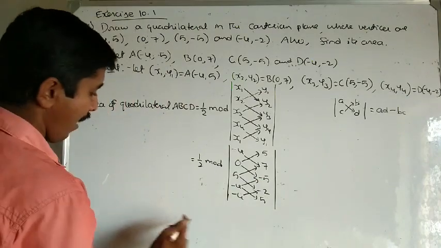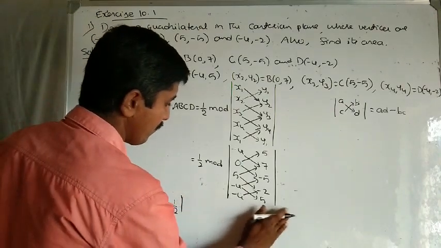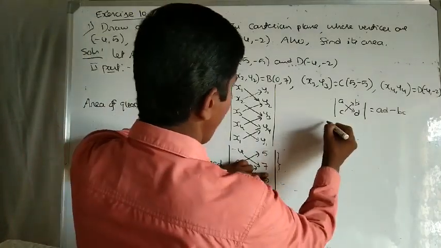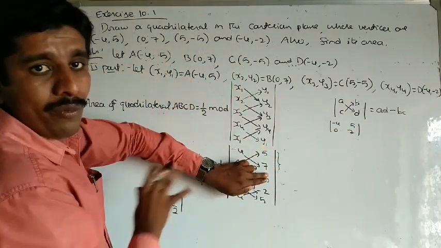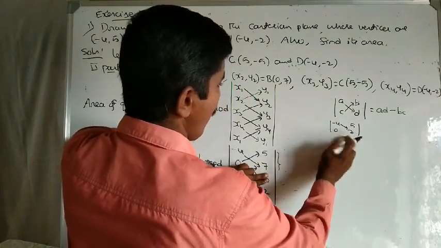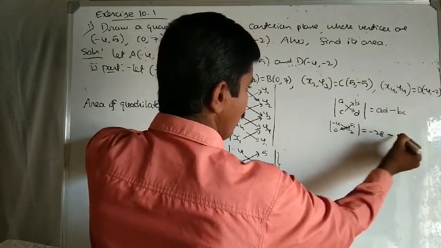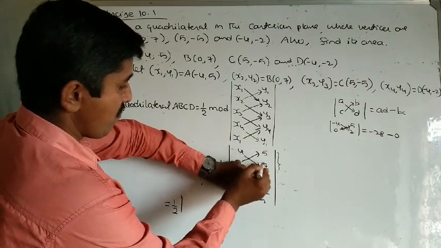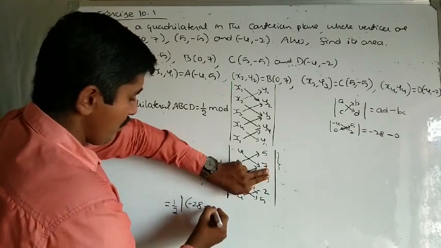Following, now I am expanding this. Half into modulus of this. You take the first one and second one: minus 4, 5, 0, 7. I am expanding, directly putting values here. Minus 4 into 7, minus 28. Put minus 5 into 0, 0.